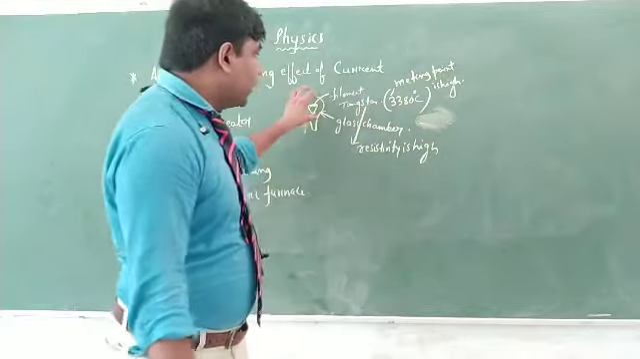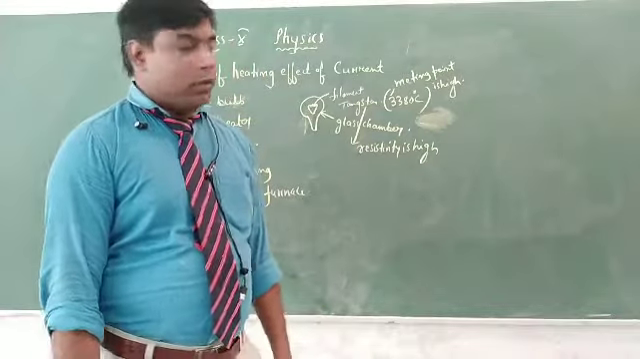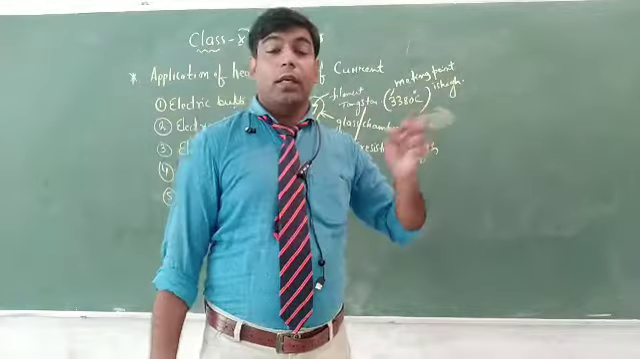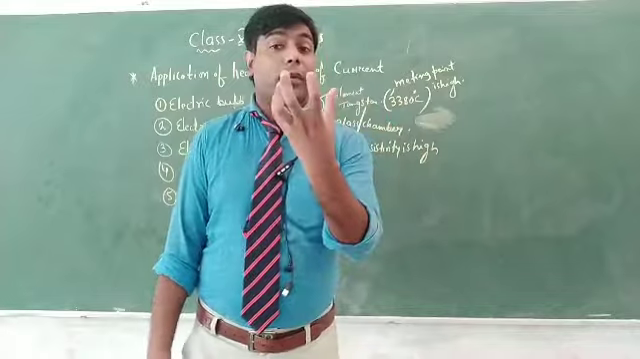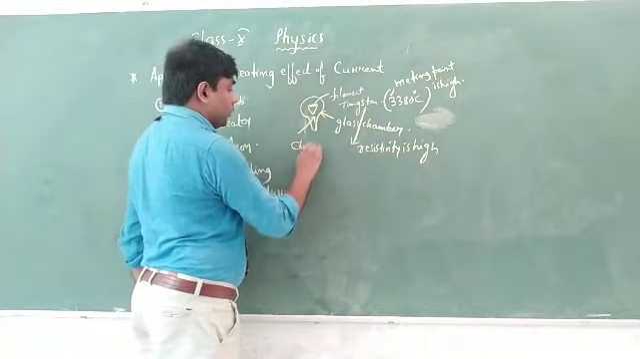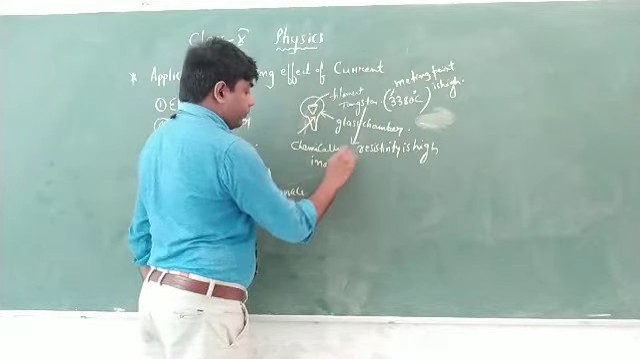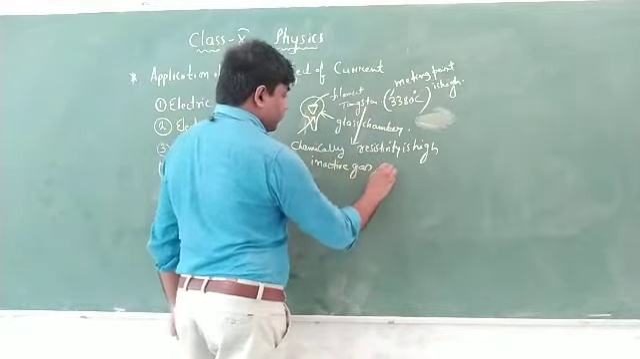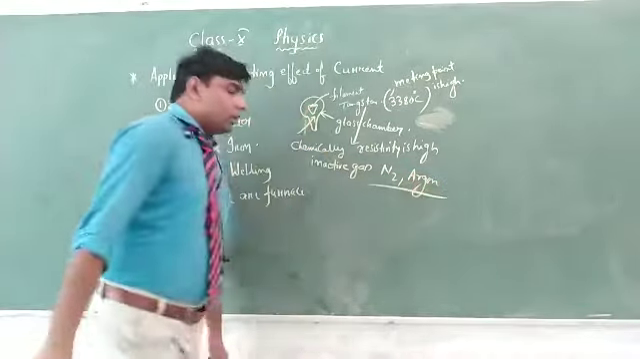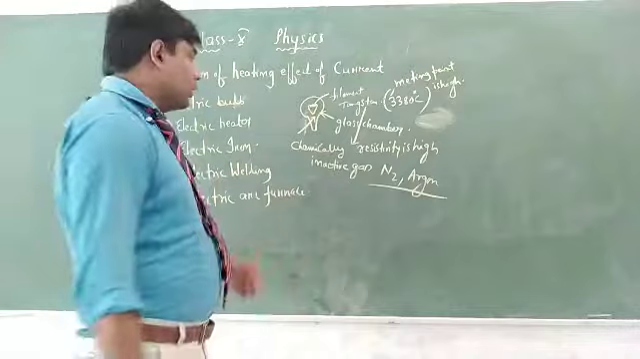That's why inside this glass chamber chemically inactive gases are used, such as nitrogen and argon, so that the filament does not react with oxygen and the life of the filament increases. That is, the life of the bulb will increase. Right?